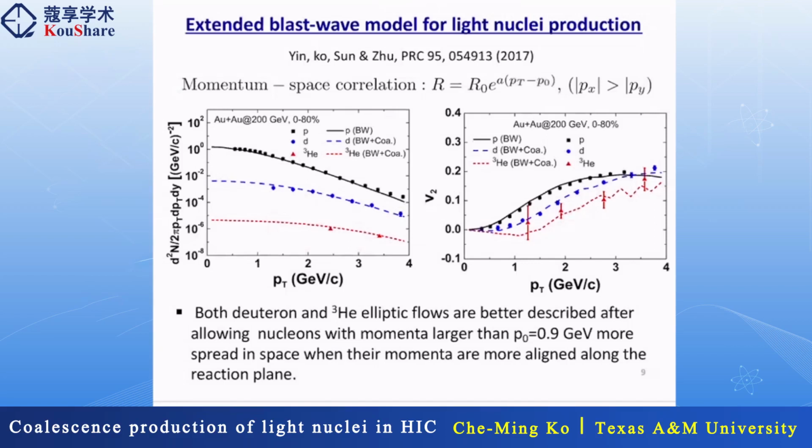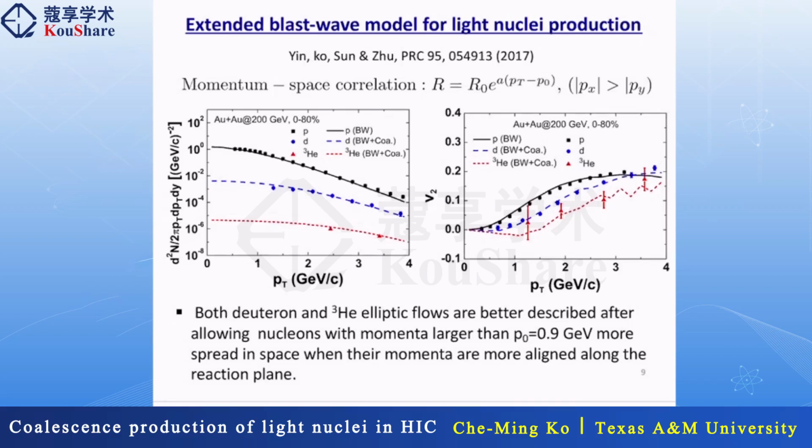Indeed, we get the deuteron proton number very well. We used the blast wave model at that time. Sorry, we didn't use AMPT then; later on we used AMPT. So with the blast wave model, somehow we get the spectrum right for the proton, deuteron, and helium-3. But we have a problem with the V2.